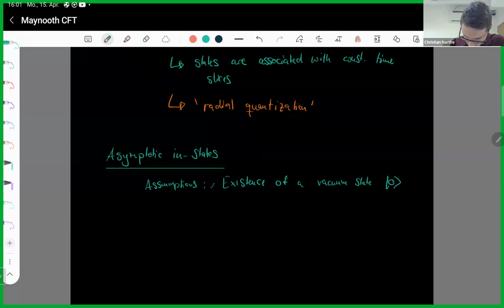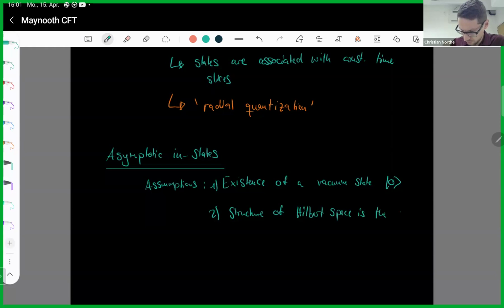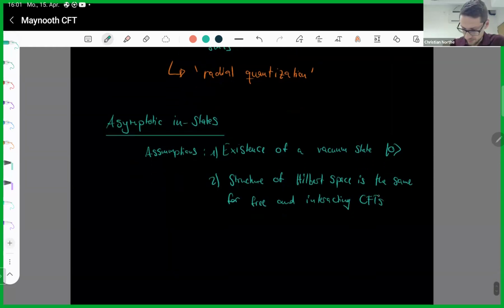So this is actually, let's make this 1. 2, we're going to assume that the structure of Hilbert space is the same for free and interacting CFTs, but the eigenstates may be different. Eigenstates are allowed to be different.